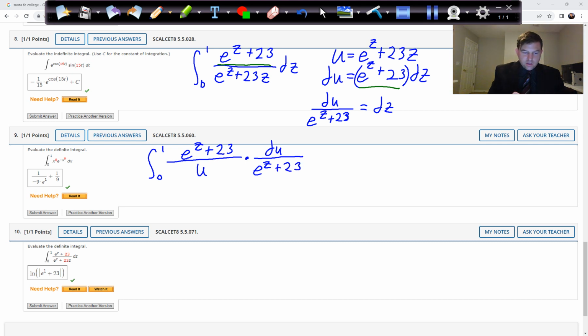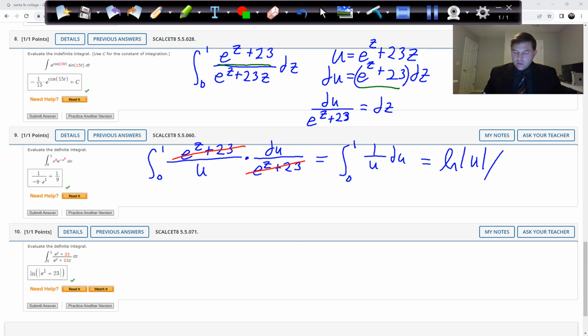And there we have it. We love seeing this. Cancel that whole thing with this whole thing. And we're going to get, this is equal to the integral from 0 to 1 of 1 over u du. And we saw that one earlier today. The integral of 1 over u is the natural log of the absolute value of the variable u, and we're taking this from 0 to 1. But again, be careful. Don't plug in those numbers yet.